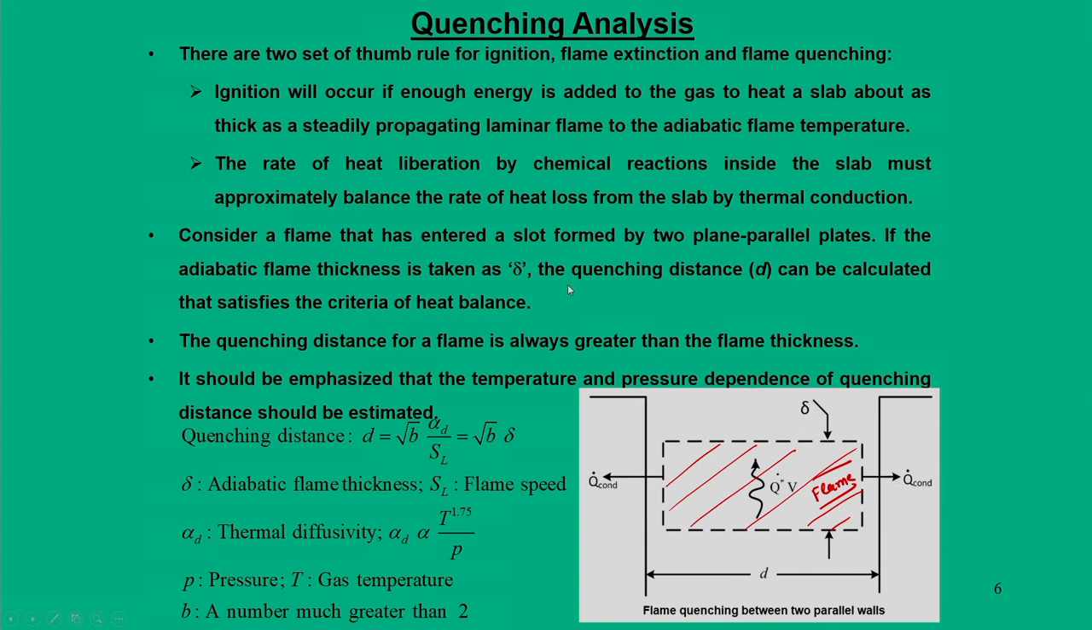Then what we can define is that the adiabatic flame thickness, that means when the flame has reached maximum temperature, is defined as delta, and the quenching distance D can be calculated that satisfies the criterion of heat balance. This quenching distance of the flame is always greater than the flame thickness. So, the flame thickness is delta, and the quenching distance D has to always be greater than delta. This is the first criterion.